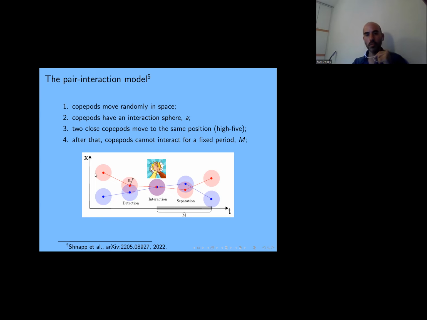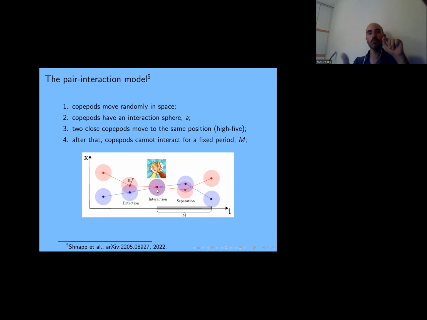Then each and every one of these particles is associated with an interaction sphere, right? There's a region around each and every one of these particles that we call the interaction radius, okay? So if we have two copepods in our model that are at one particular time step inside of each other's interaction sphere, this means that they have detected one another, and that in the next time step, seen right here, they will form an interaction. Basically, this interaction is being modeled as both of these particles moving to the same location for one time step.